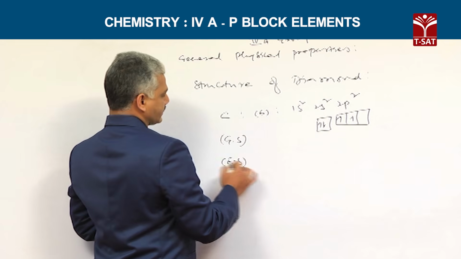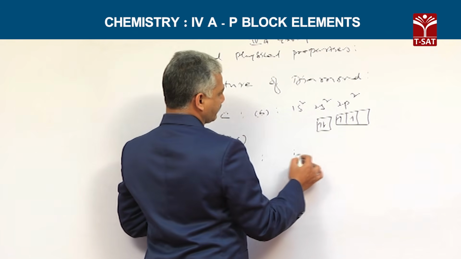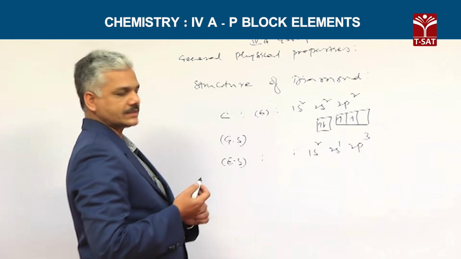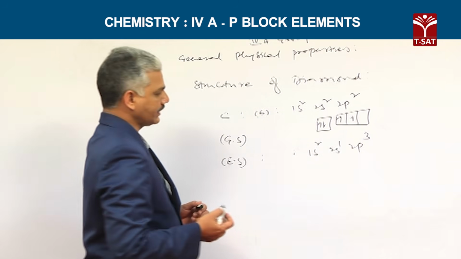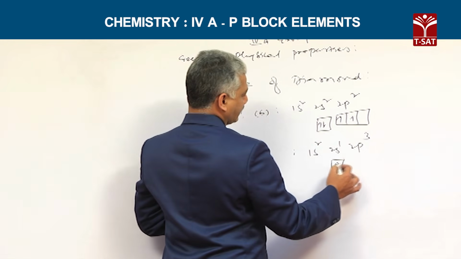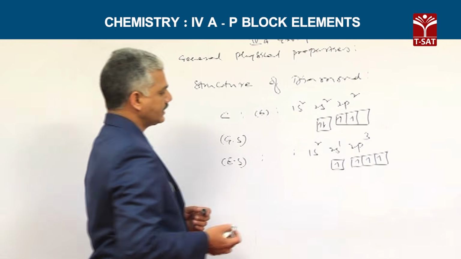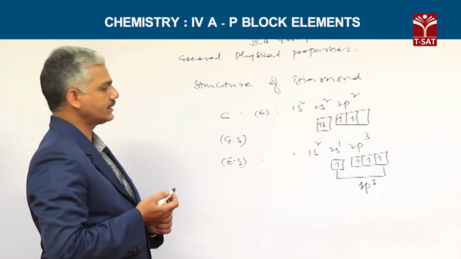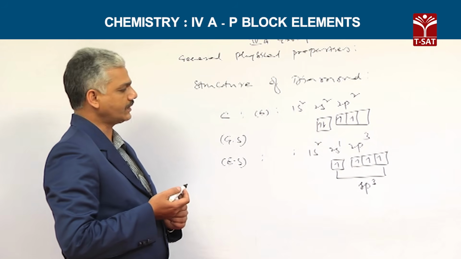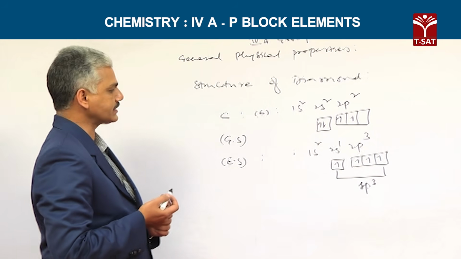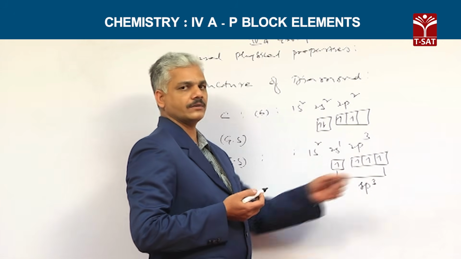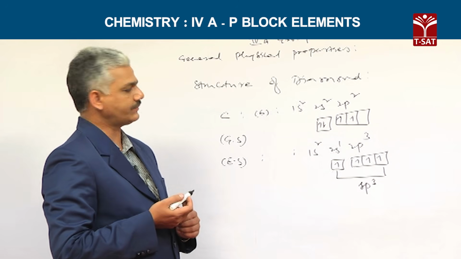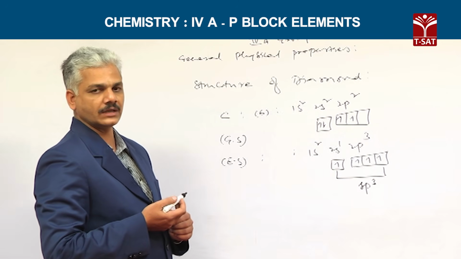So, in the excited state, one of the 2s electrons is promoted to the 2p level, and the configuration in the excited state can be represented as 1s2, 2s1, 2p3. The arrangement of electrons will be like this. After excitation, hybridization takes place. The 2s orbital and all the three 2p orbitals combine to form 4 sp3 hybrid orbitals. All the hybrid orbitals have one unpaired electron, and all 4 are involved in the formation of bonds with other carbon atoms.